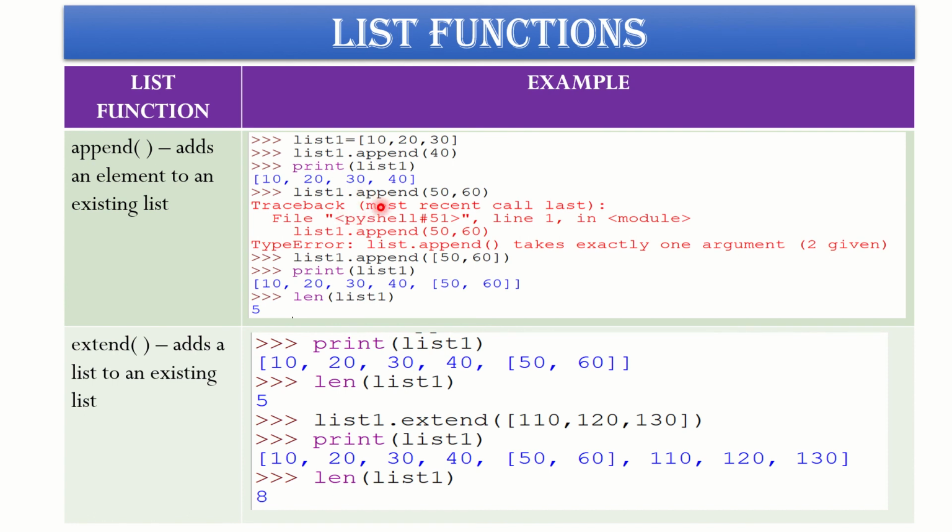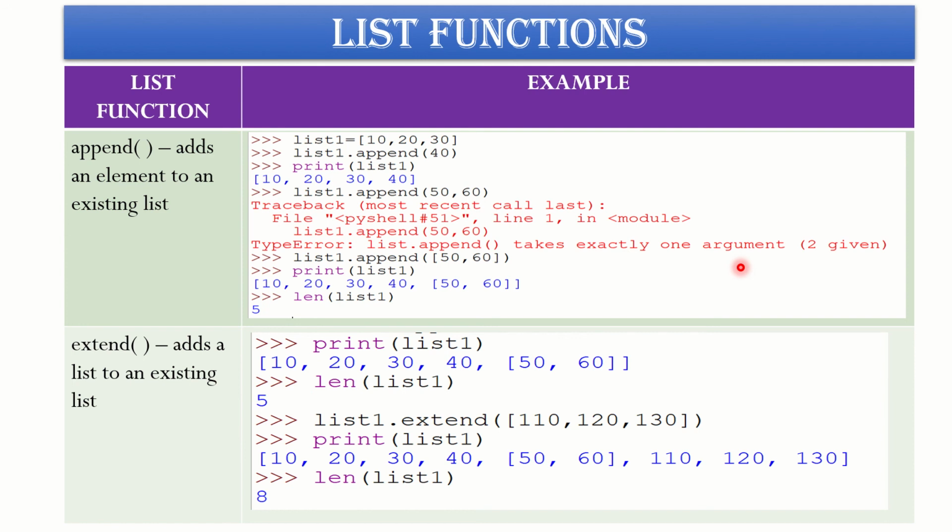Now, if you see here, when I first added 40, that got added to the end of the list. So it was printing fine. Next, I tried to add two values. So it gave me an error. Now, why did it give me an error? Because append takes only one argument.